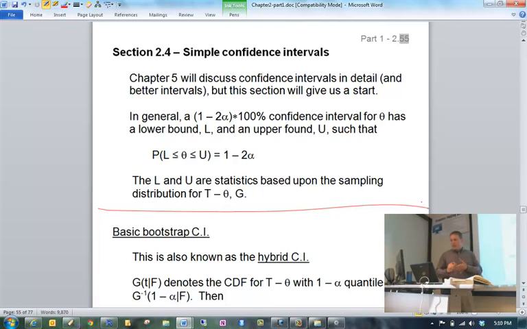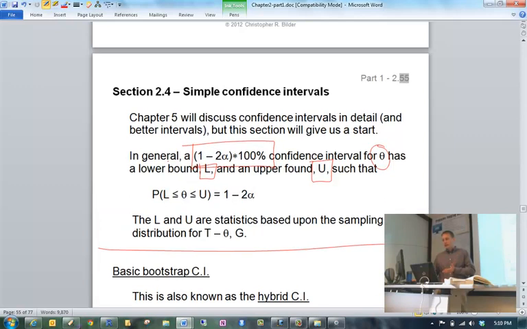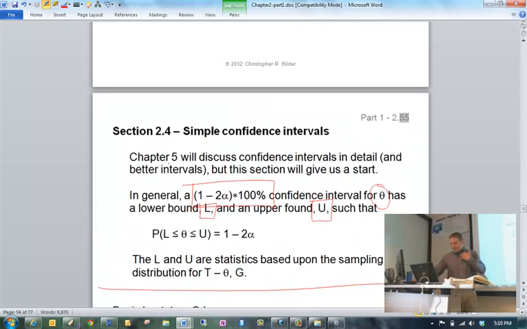First of all, we are going to be interested in a confidence interval for theta. We're going to define a lower bound, let's call it L, and an upper bound called U. But look at how the confidence level is stated. This is the book's notation: 1 minus 2 times alpha, times 100% confidence level. Normally we state this as a 1 minus alpha times 100% confidence level. So essentially, all that's occurring is just a different notation. This is the only place I've ever seen it, though.